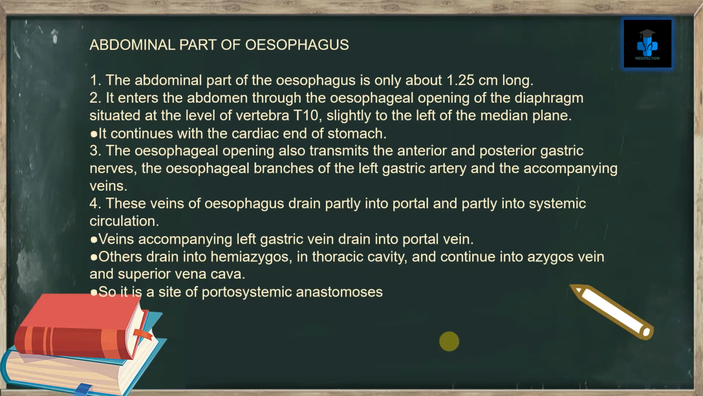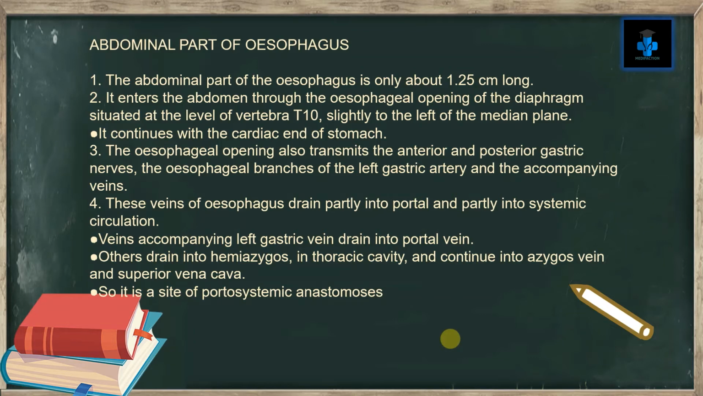Abdominal part of esophagus. The abdominal part of esophagus is only about 1.25 cm long. It enters the abdomen through the esophageal opening of the diaphragm, situated at the level of vertebra T10, slightly to the left of the median plane. It continues with the cardiac end of stomach.